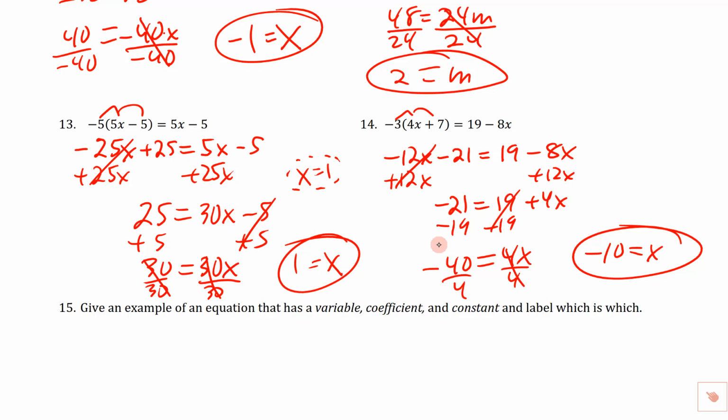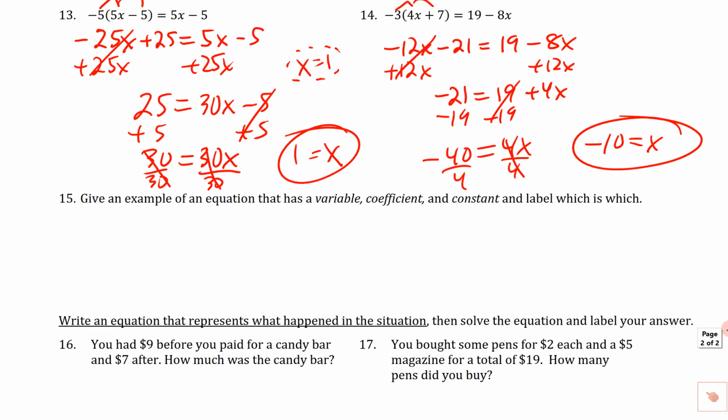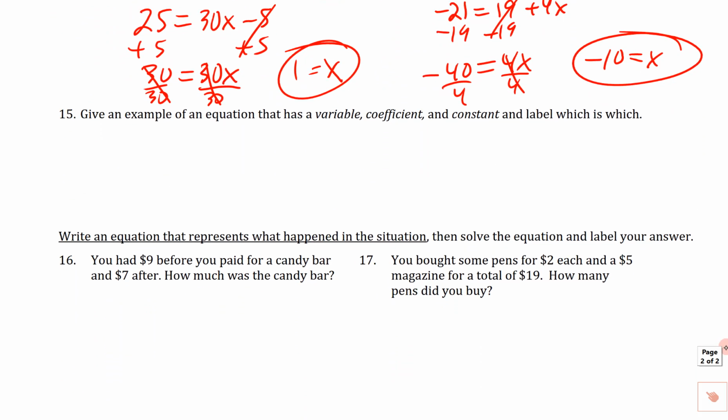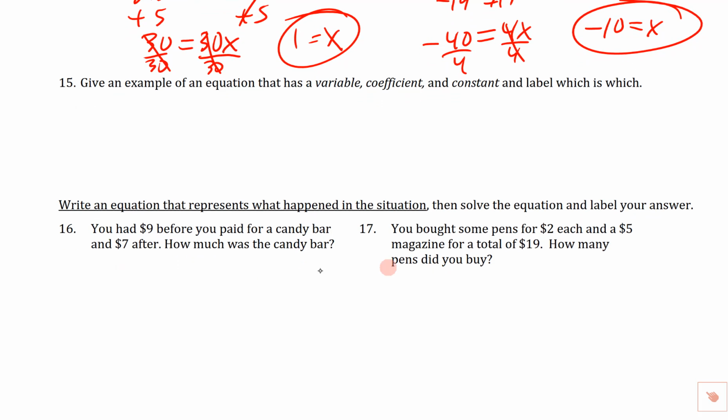Okay, now on these last couple, this just kind of reviews a lot of the basic skills that we talked about, and then a little bit of some story problems or equations in context. It says, give an example of an equation that has a variable, a coefficient, and a constant, and label which is which. Now, an equation has to have an equal sign. So I'm just going to write this. 3x plus 5 equals 9. We'll write that. And then the variable is right here.